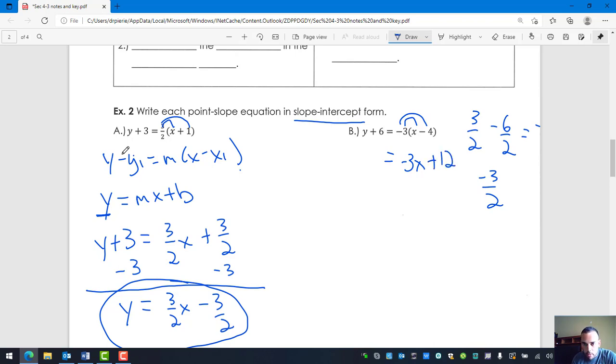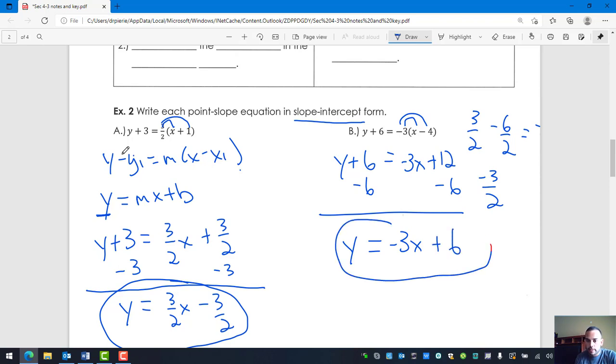On my left side, I still got y plus 6. I haven't touched it yet. And my end goal here is I just want to get y by itself. I have to subtract 6 from both sides. And what I'll have is just y on my left. That's exactly what I want. I still got negative 3x. And then 12 minus 6 is equal to positive 6. This is the equation in slope-intercept form.